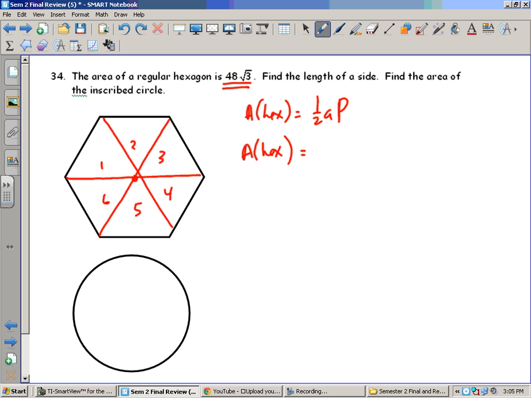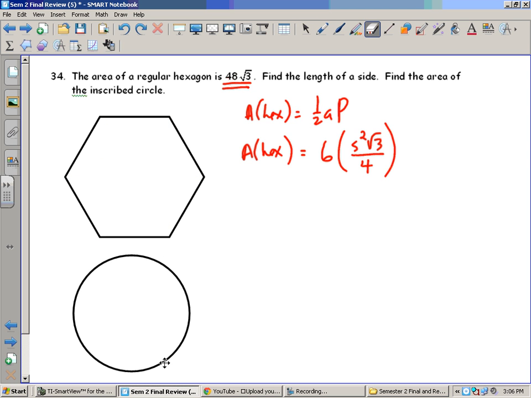So I'm going to propose the fact, since the hexagon is basically 6 triangles, all equilateral, all congruent, it's going to be 6 times the area of one of them. And the area of one equilateral triangle is side squared root 3 over 4. So that's going to be the way I find the side length of this hexagon. Since I know that that equals 48 root 3, this is going to be pretty helpful.